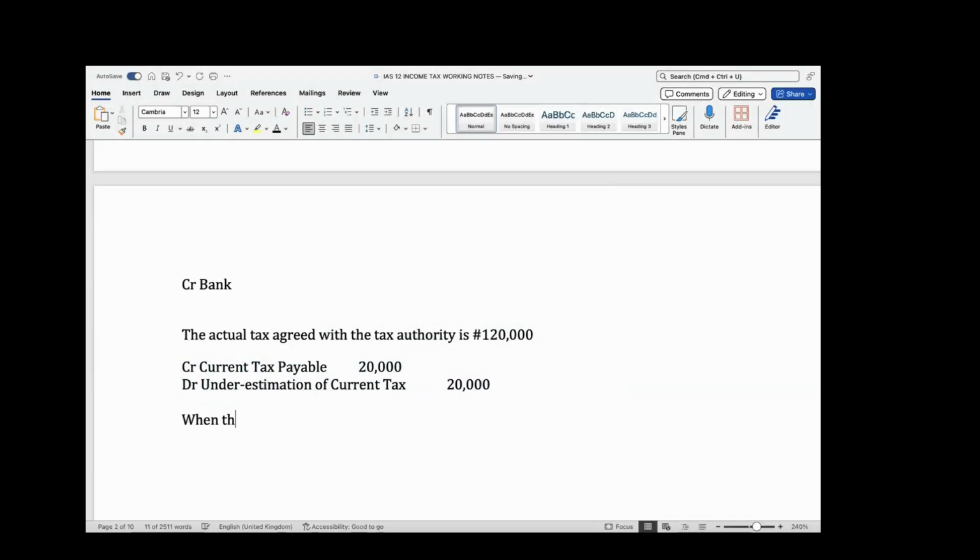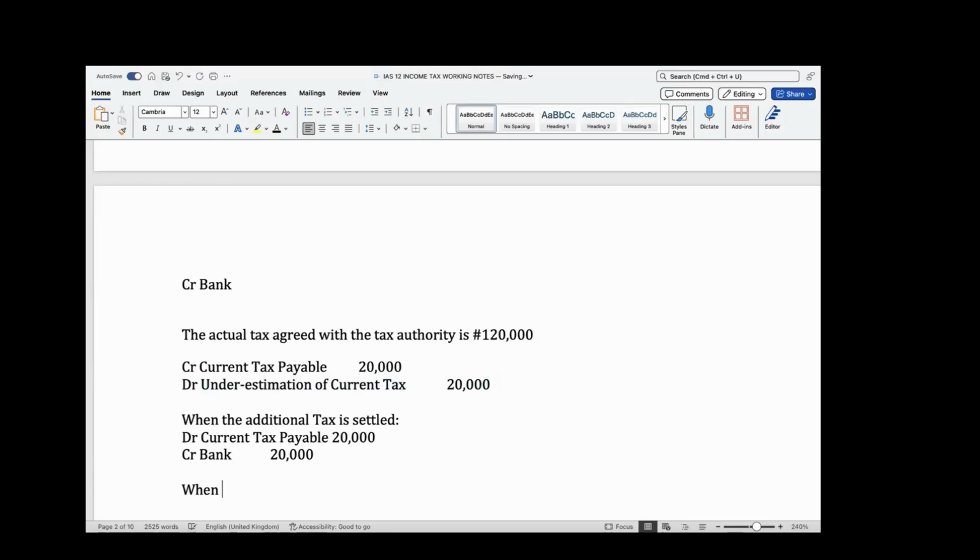This additional 20,000 is expected to be settled. When the additional tax is settled, just like the person that spoke mentioned, you debit current tax payable again with that 20,000 to cancel it out, then you credit your bank with that 20,000. So what is left is this account, under estimate of tax.